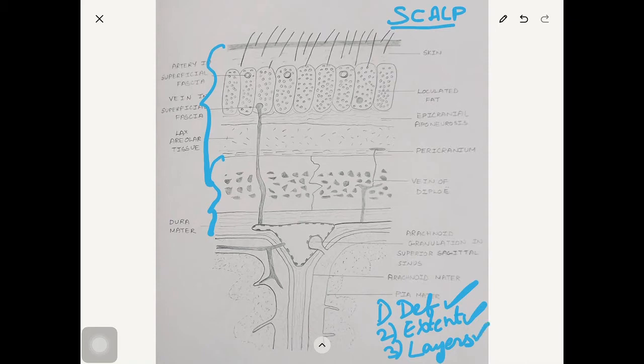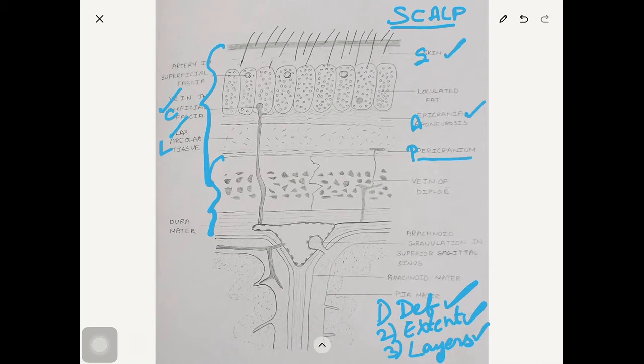There are 5 layers of the scalp which can be remembered by the letters SCALP. That is the spelling of the scalp. So the first layer is the skin, that is the S. The second layer is the dense connective tissue, otherwise superficial fascia, that is the letter C. The third layer is the epicranial aponeurosis, that is A. The fourth layer is the loose areolar tissue. And the fifth layer is the pericranium. So these are the 5 letters of the scalp and 5 layers of the scalp.